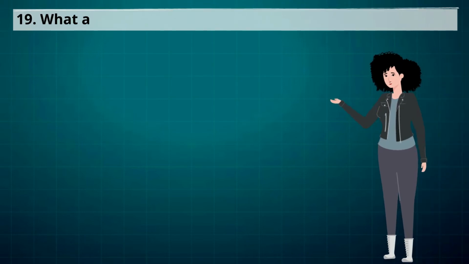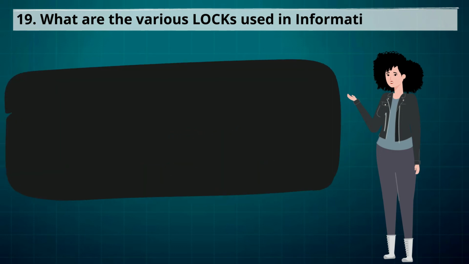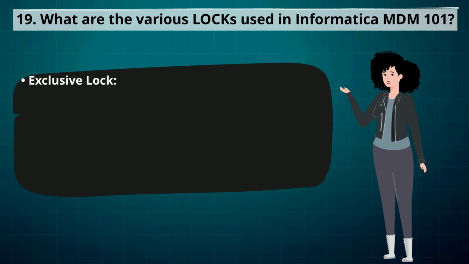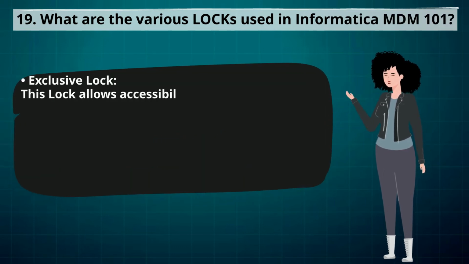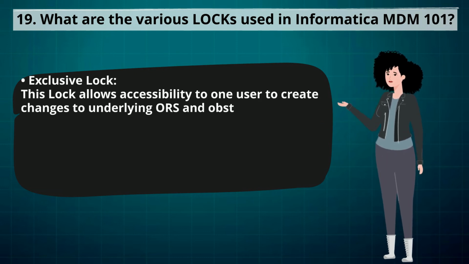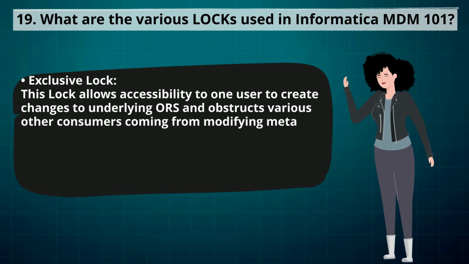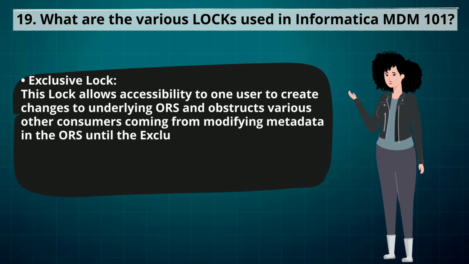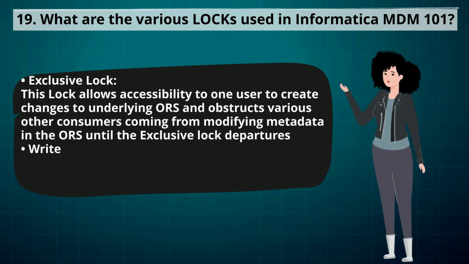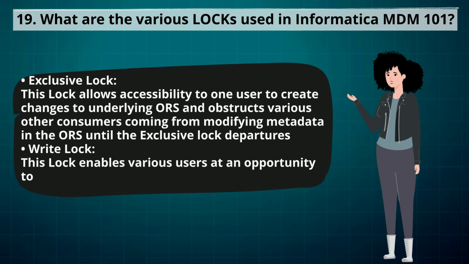19. What are the various locks used in Informatica MDM 101? Exclusive lock. This lock allows one user to make changes to the underlying ORS and blocks other users from modifying metadata in the ORS until the exclusive lock expires. Write lock. This lock enables various users at a time to make changes to the routing metadata.